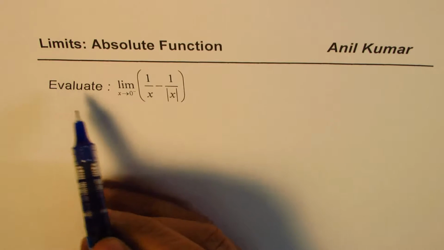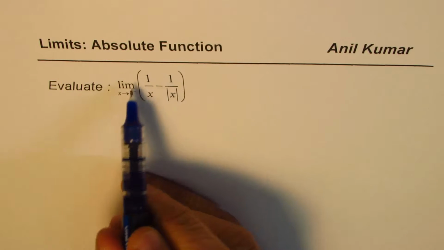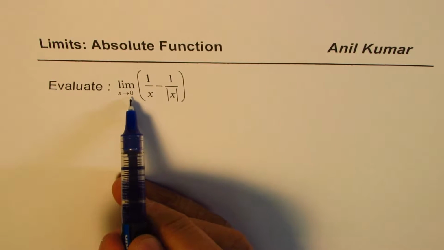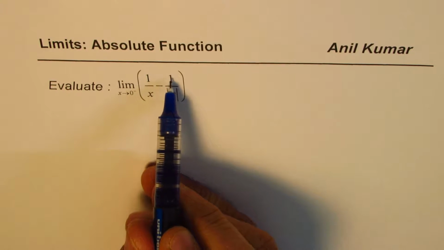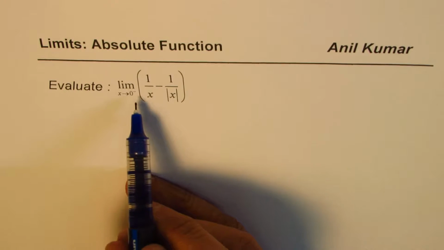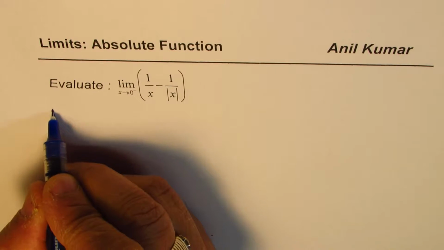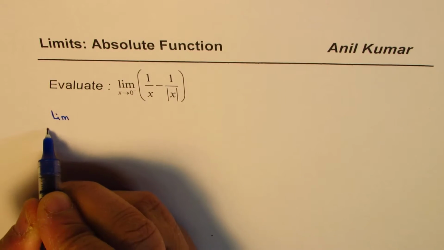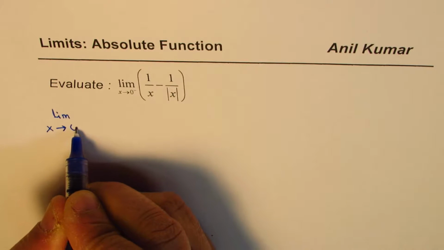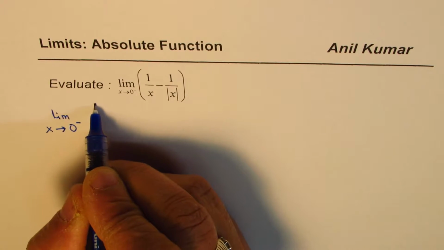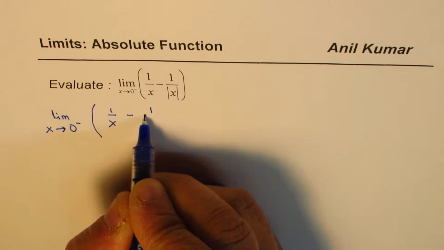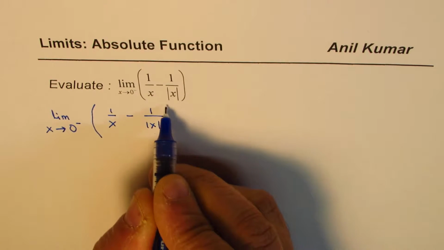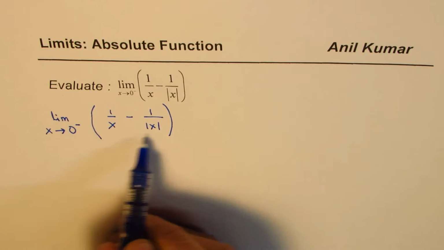We need to evaluate the limit of this function as x approaches 0 from the negative side, meaning the left side. The function is 1 over x minus 1 over absolute x. So we have to find the limit. Let me rewrite this: x approaching 0 from the left side for the function 1 over x minus 1 over absolute x. Now let's consider each part.